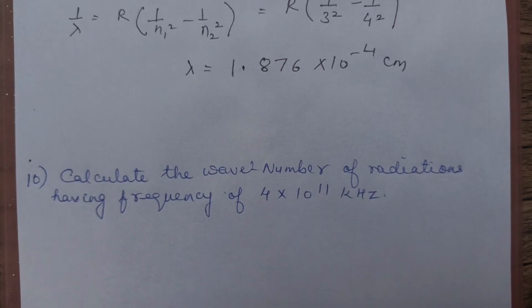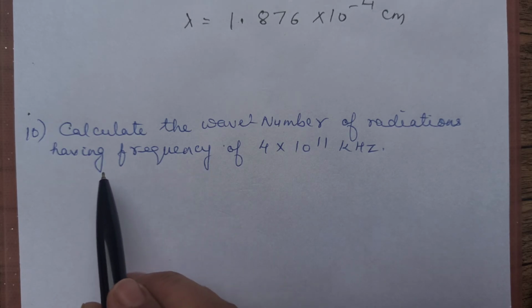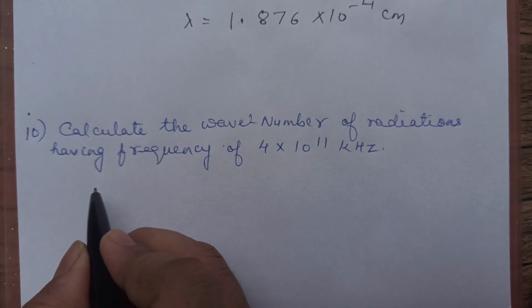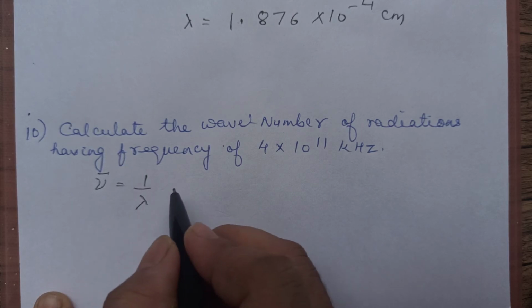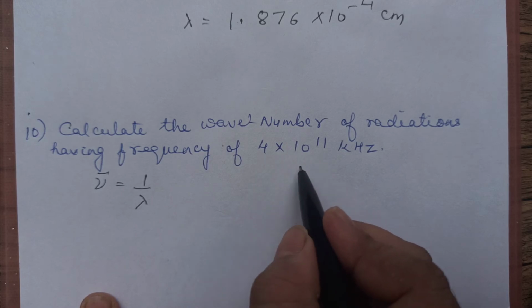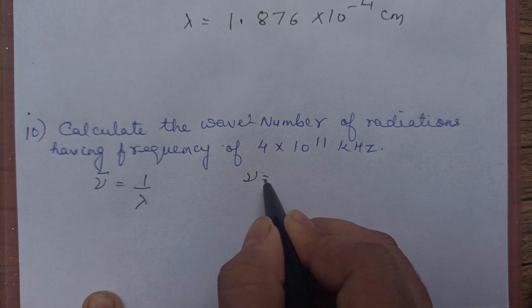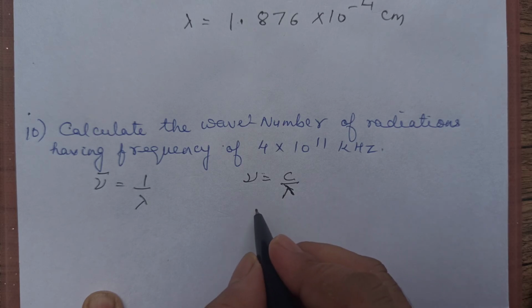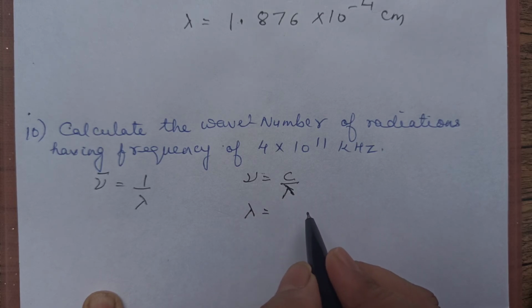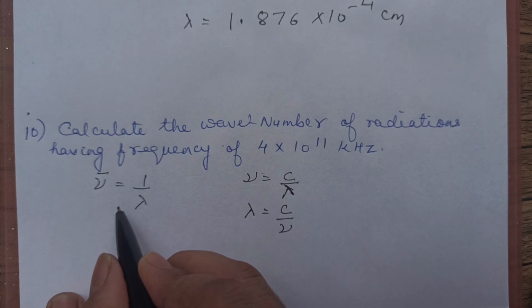Now, the next question, children, we are taking. You are asked to calculate the wave number of the radiation having this frequency. What is wave number? Nu bar is 1 by lambda. We don't know lambda, but we know only the frequency. So what to do? We know the other relation: frequency is equal to C by lambda. So lambda will be equal to C by frequency. So I have to put this value here, C by frequency.